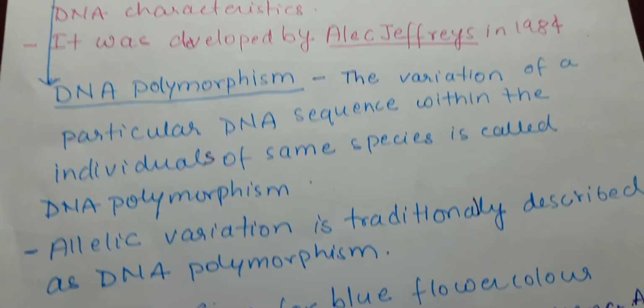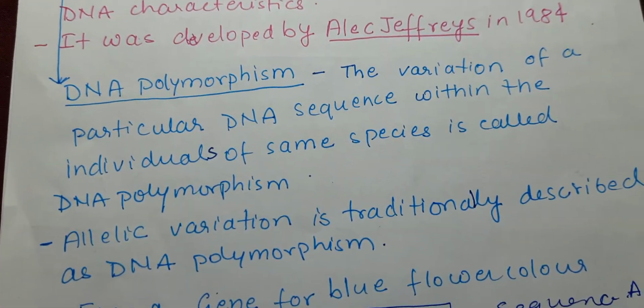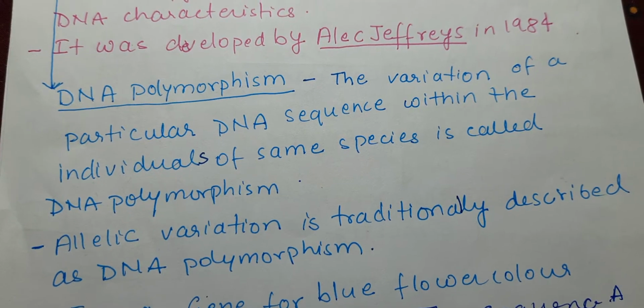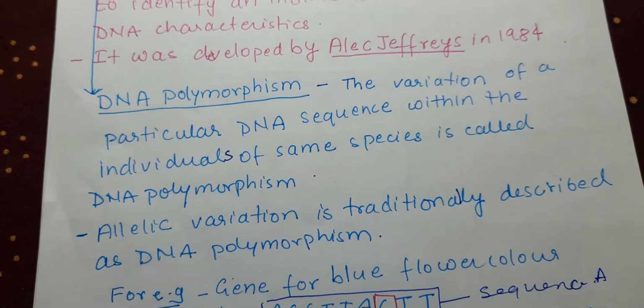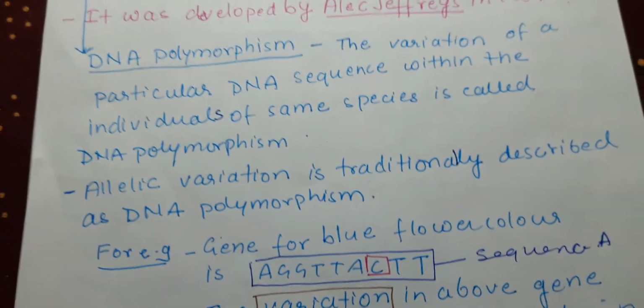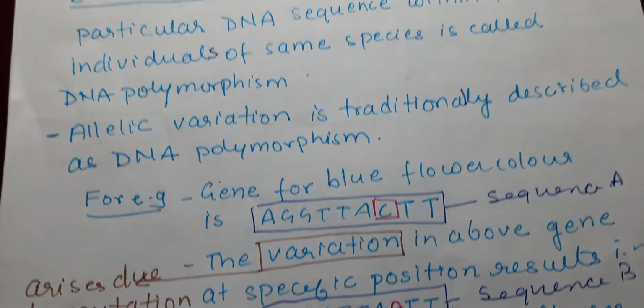Now, what is DNA polymorphism? The variation of a particular DNA sequence within the individuals of the same species is called DNA polymorphism. The allelic variations are traditionally described as DNA polymorphism.